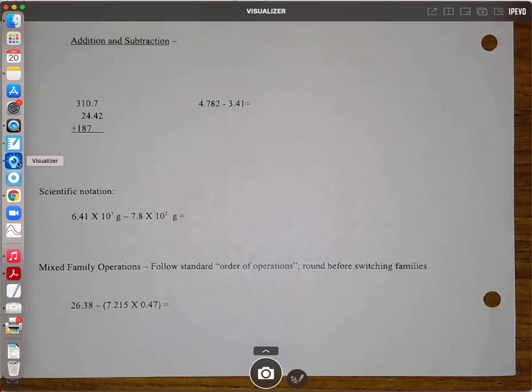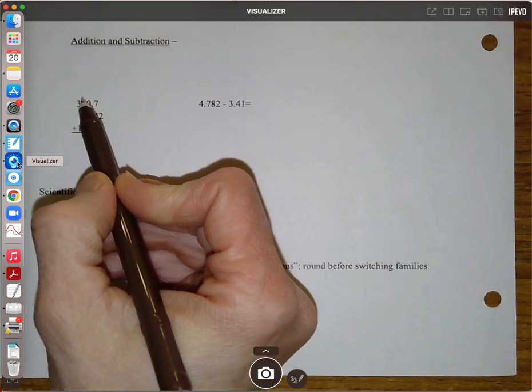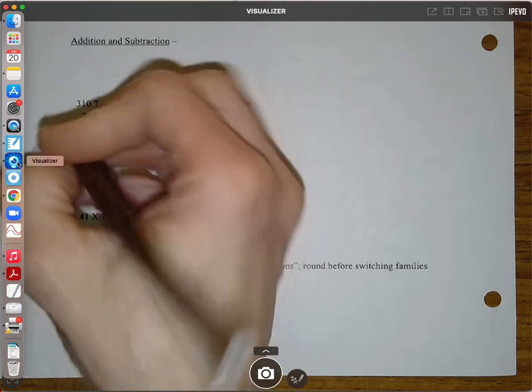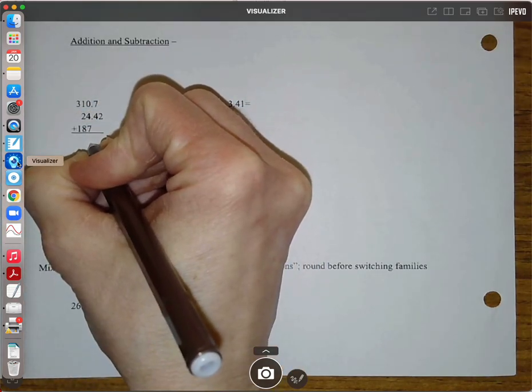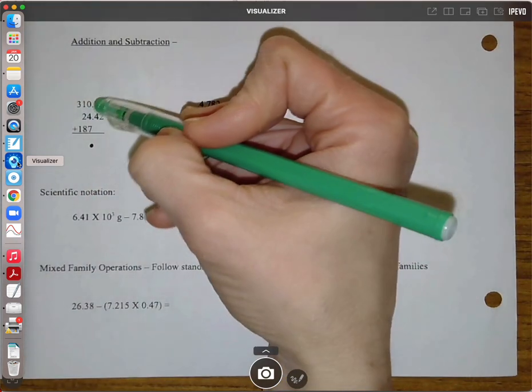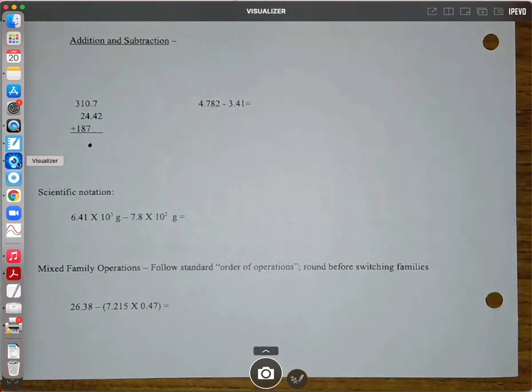Once upon a time, you learned to add numbers with decimal points in them. And what your teacher told you to do was take the numbers, put them in a stack so that the decimal points lined up, drop the decimal down, and start adding. What did your teacher say went in this blank right here? 310.7, what did they tell you went there? 0. Because then you could add it up.